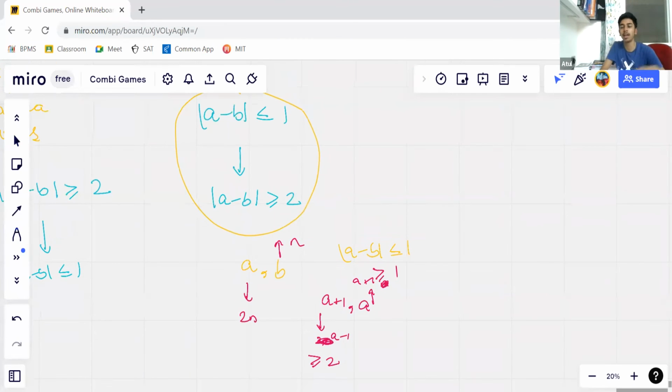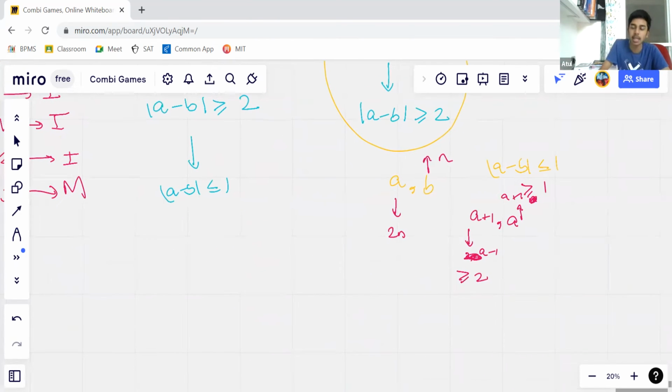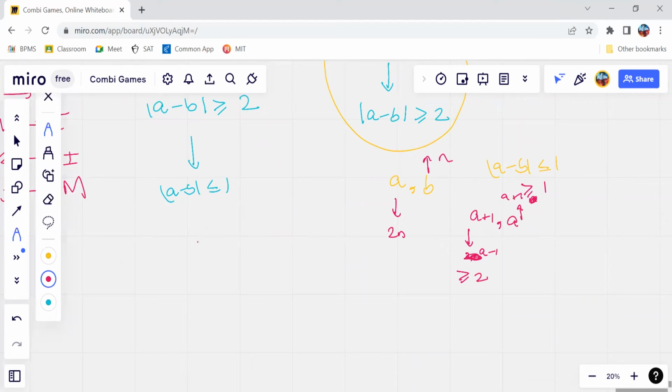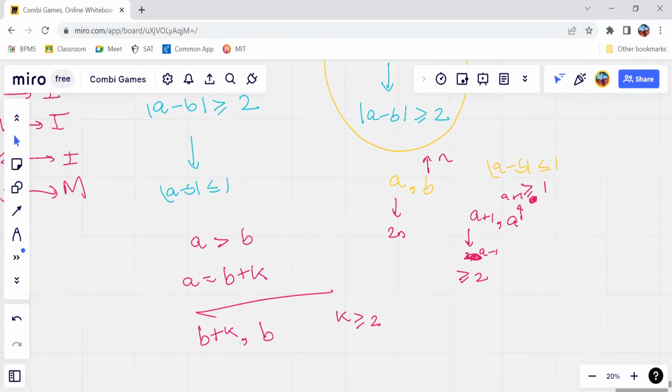Yes. Right. So we proved that if a and b differ by at most 1, then any move you do will make them differ by at least 2. Next, we want to show that if a and b differ by at least 2, you can do this operation and make them differ by at most 1. So let's assume without loss of generality that a is greater than b, and that a is equal to b plus k. So the piles you have are of size b plus k and b, where k is at least 2.